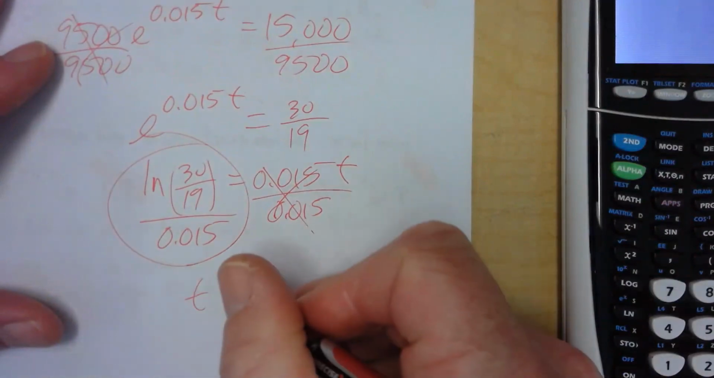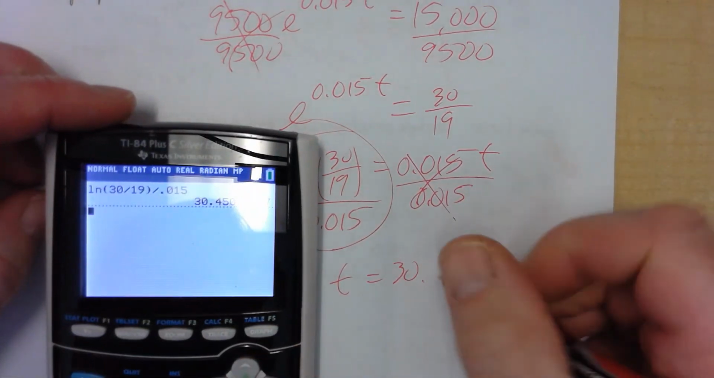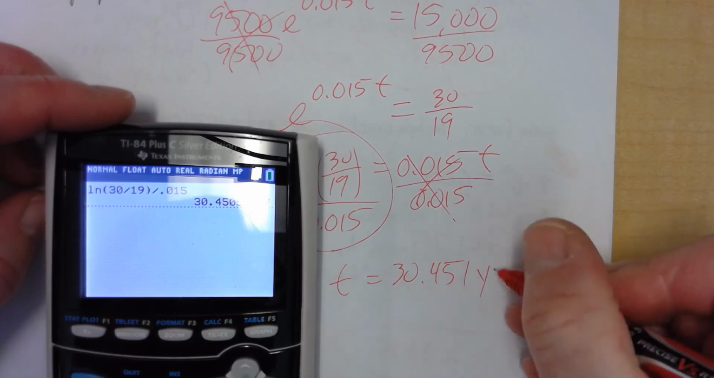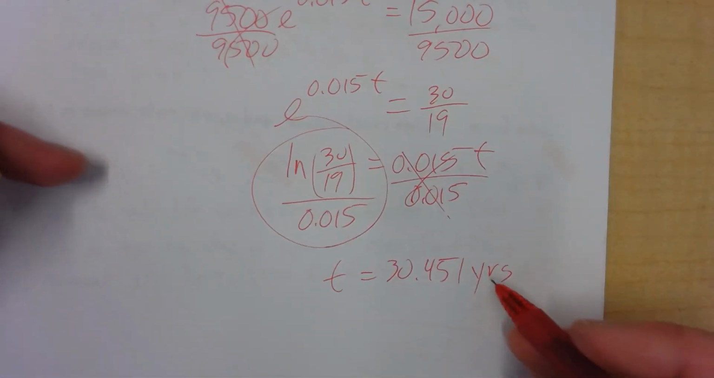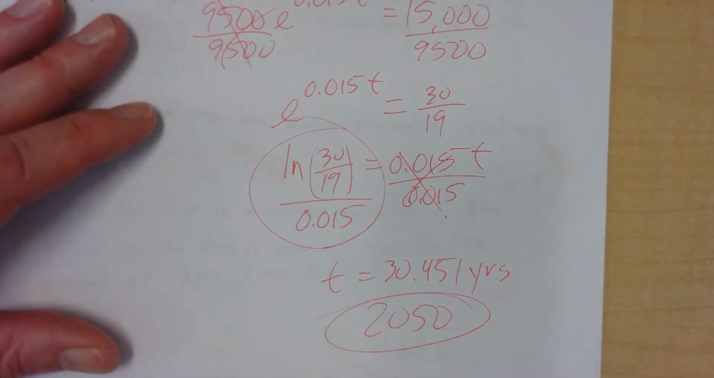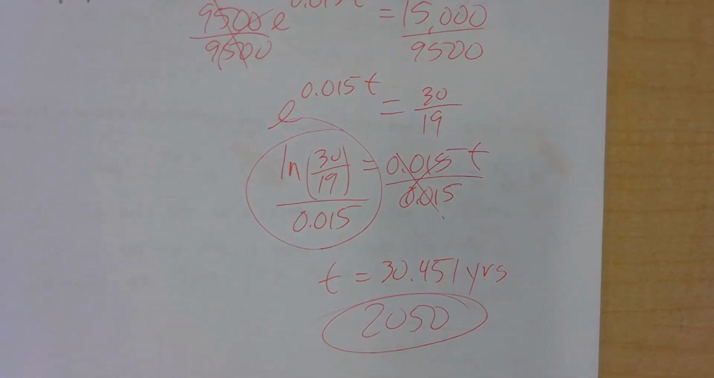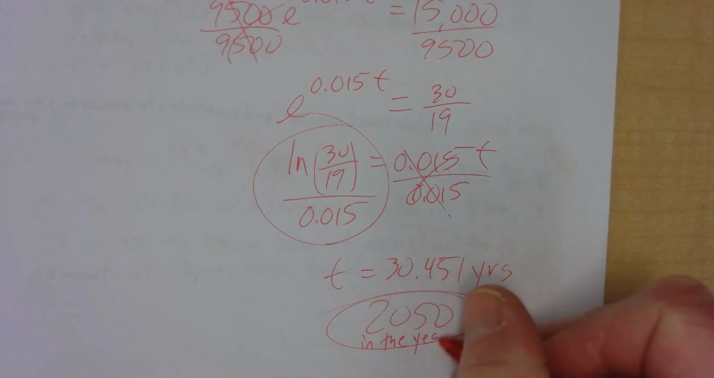So t is equal to 30.451 years. So when did it happen? Well, basically 2050, because you go 30 years past 2020. All right. In the year 2050.